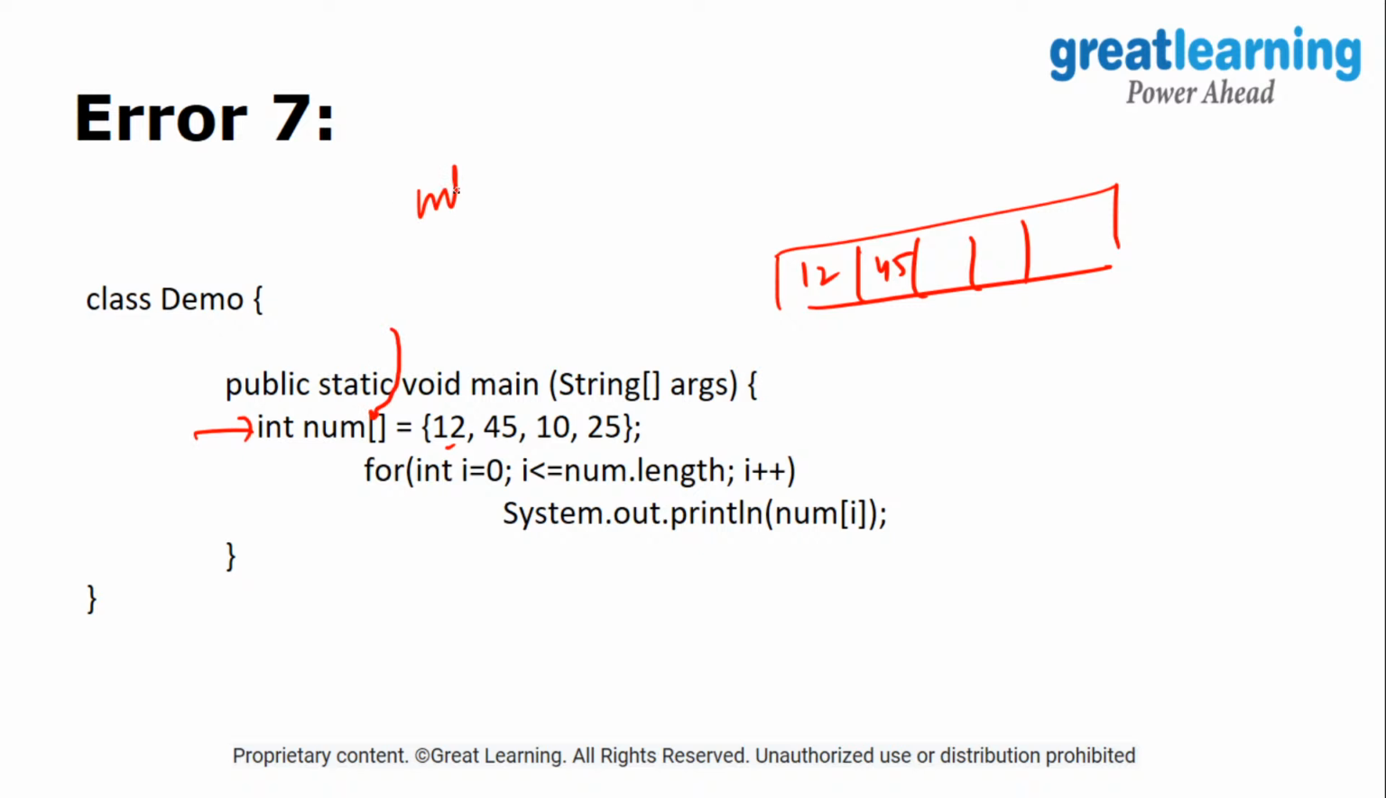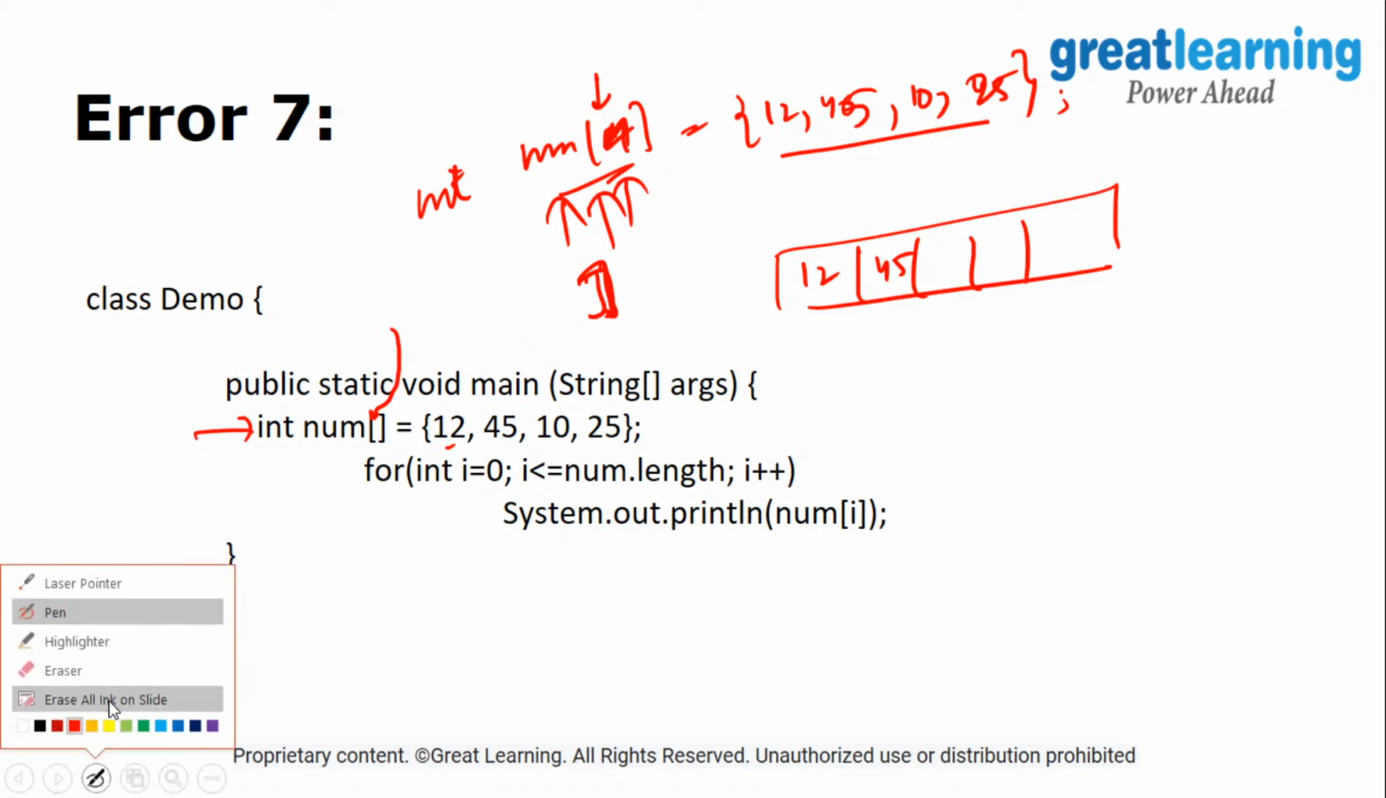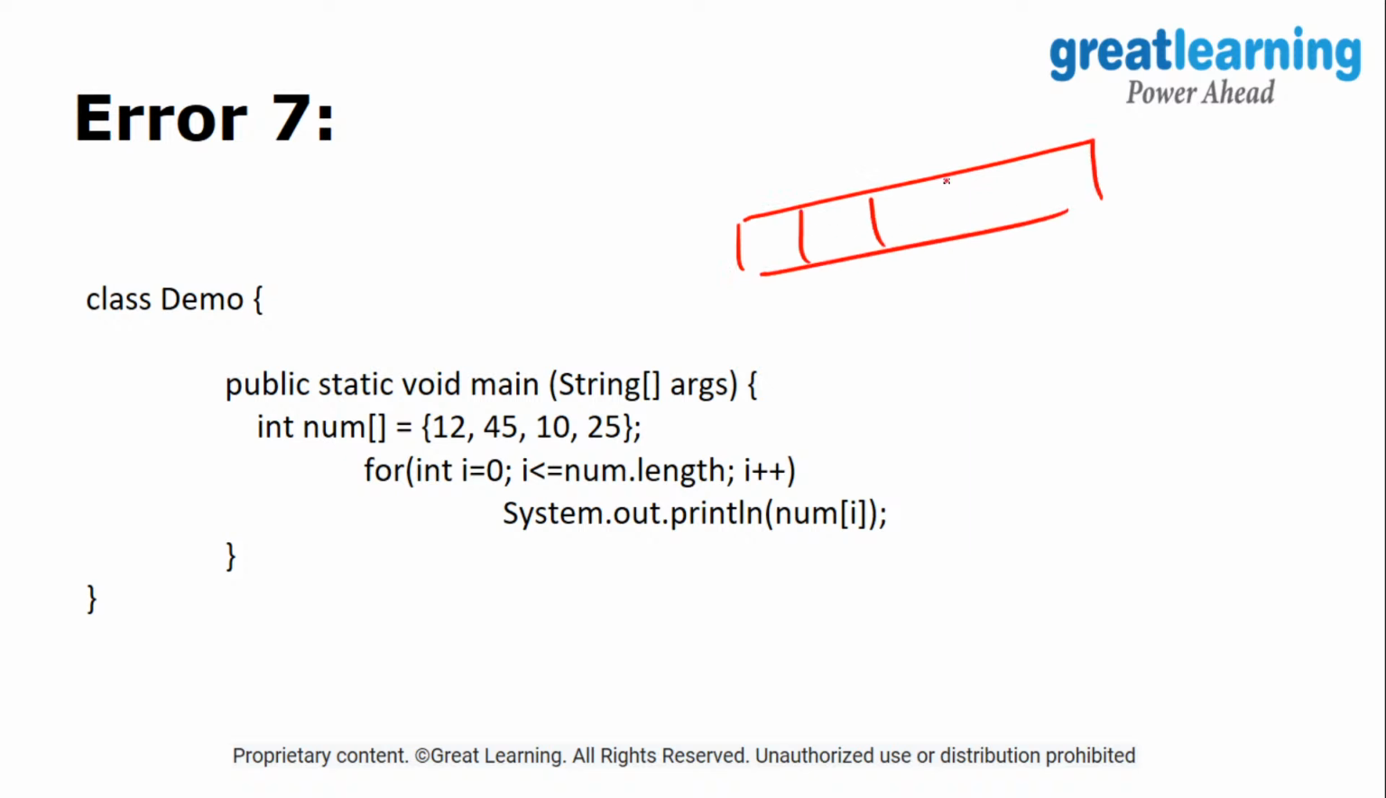If you are declaring num equal to 5, or in this case num equal to 4, just try it out. Write num equal to 4 and then 12, 45, 12, 10 and 25. You have defined a size of 4 and you are inserting more elements than that. You will always get a compile time error, because the compiler takes care of this. That is a different type of error by itself. So you have 12, 45, 10 and 25.